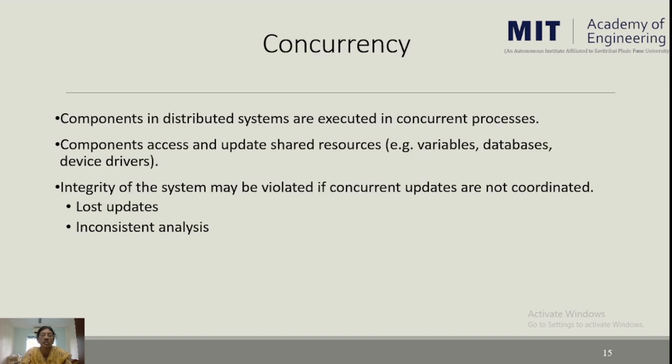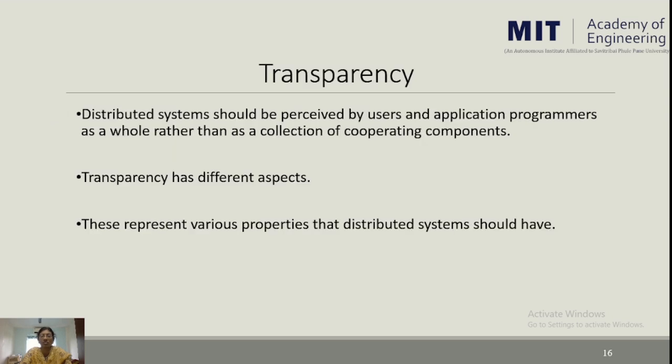Concurrency. Components in distributed systems are executed in concurrent processes. Components access and update shared resources. Integrity of the system may be violated if concurrent updates are not coordinated. If the concurrent updates are not coordinated, the results may be lost updates and inconsistent analysis.